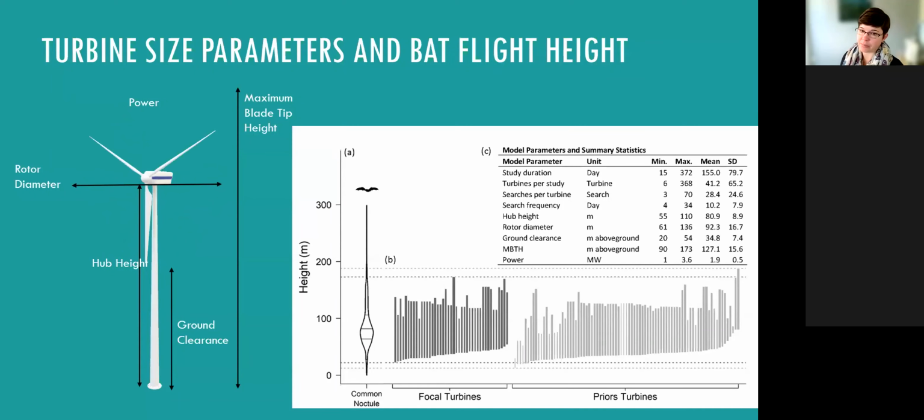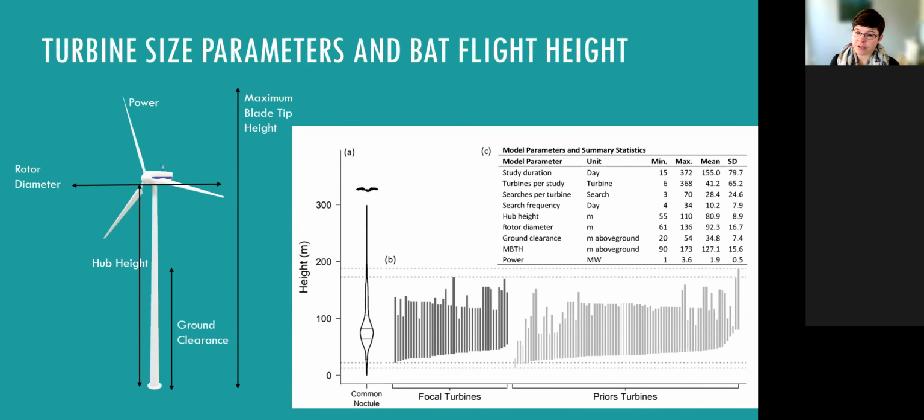The turbine size parameters that we examined: there are 5 basic parameters that are typically reported and analyzed. We've got the power, or the nameplate capacity of the turbine itself, and that's influenced by how big the rotor blades are, so we looked at the rotor diameter. We have the hub height, or how high above ground the nacelle is. Then the ground clearance, which is the difference between the lower end of the turbine swept area and the ground. And then the maximum blade tip height, which is the actual maximum extent that the turbine sweeps the sky.